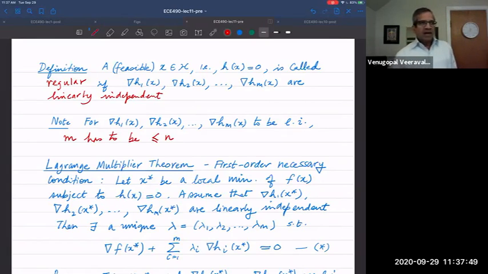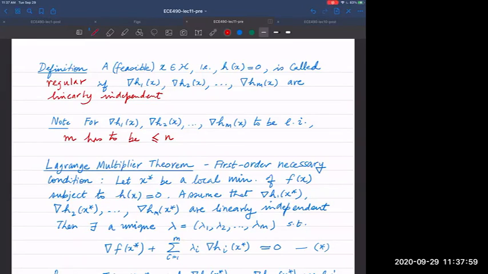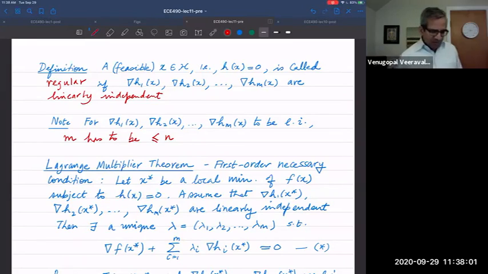Say n is equal to 2, and I have 3 two-dimensional vectors. Can they ever be linearly independent? No, right? So m can at most be equal to n for them to be linearly independent. So in order to have a regular x, the number of constraints m has to be less than or equal to n.